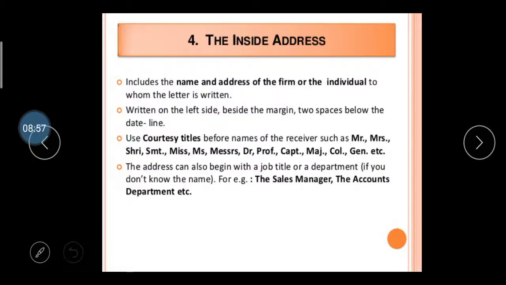Fourth one is the inside address. It includes the name and address of the firm or individual to whom you are writing the letter. It is written on the left side beside the margin, two spaces below the date line. Whenever you write the inside address, first write the date, then leave two lines of space, and then write the inside address.